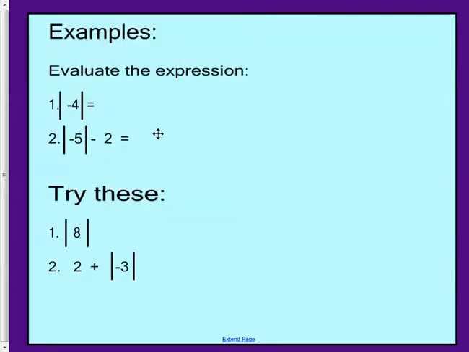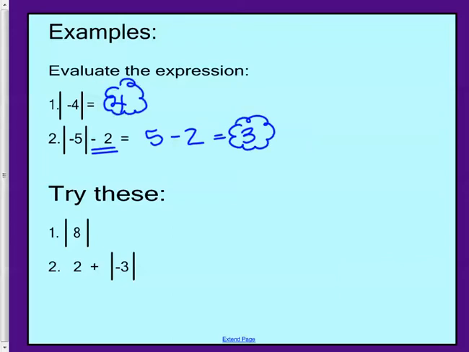Let's look at some examples. If I were to evaluate this one right here, negative 4 in its absolute value form is 4 units away from 0. Negative 5 in its absolute value form is 5 units away from 0. But this time they give us something else to do. They want us to subtract 2. So my real answer for this is not just the absolute value portion, but the whole thing. Now I have to evaluate this expression, and the answer is 3. Go ahead and try the ones below, and I'll be back in just a second to show you the answers.